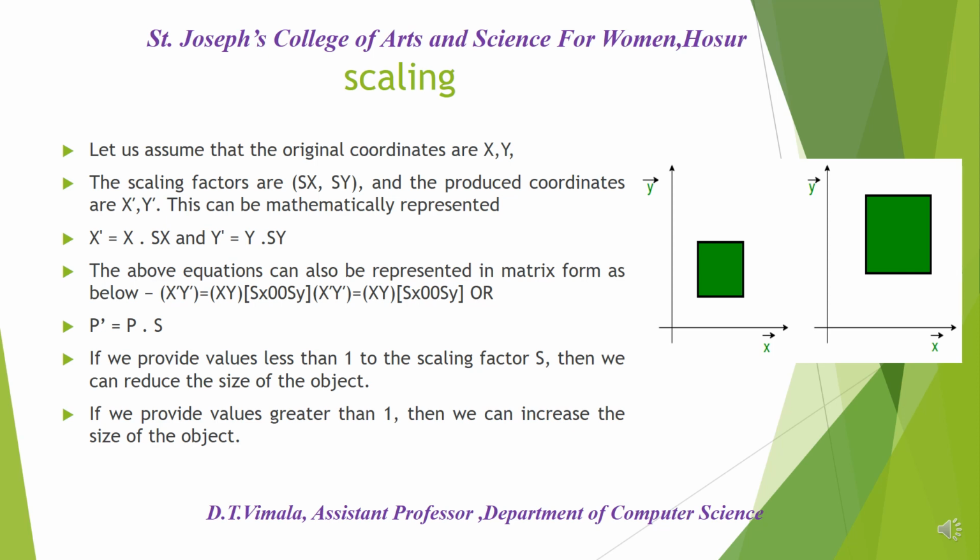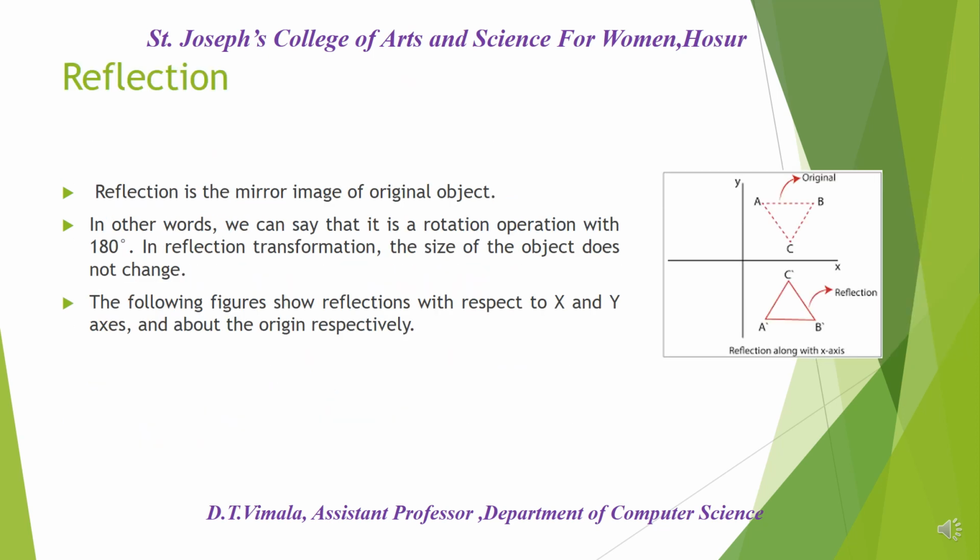If you provide a value less than 1 for the scaling factor, then we can reduce the size of the object. If we provide values greater than 1, then we can increase the size of the object. Based upon the values given to the scaling factor, the size will be increased or decreased. Next is the reflection. Reflection is a mirror image of the original object. In other words, it is a rotation operation of 180 degrees. In reflection transformation, the size of the object does not change.